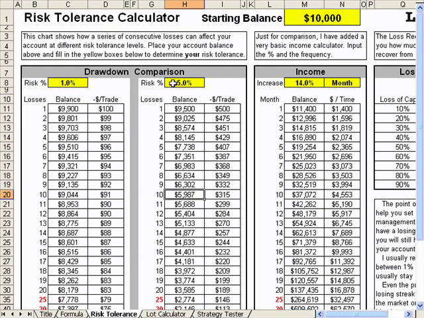Now, obviously, if you're risking more, then you're hoping to gain more on the wins. And that's where greed will come in and try to get you to increase the number of lots you trade to get you to win more.